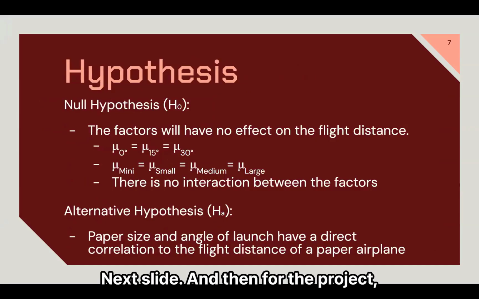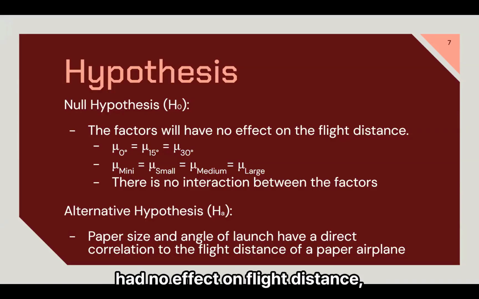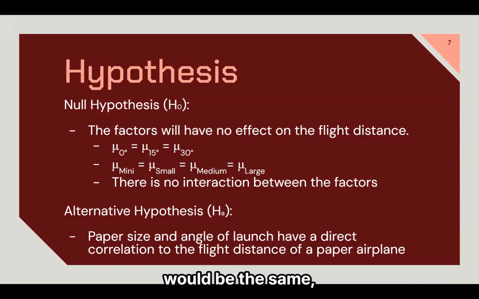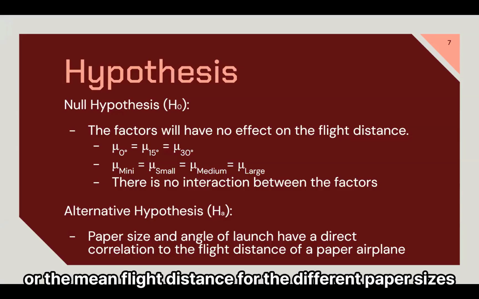Next slide. And then for the project, there were three null and three alternative hypotheses. For the null hypothesis, it's essentially just that the factors had no effect on flight distance. So the mean flight distance for the different angles would be the same, or the mean flight distance for the different paper sizes would be the same.